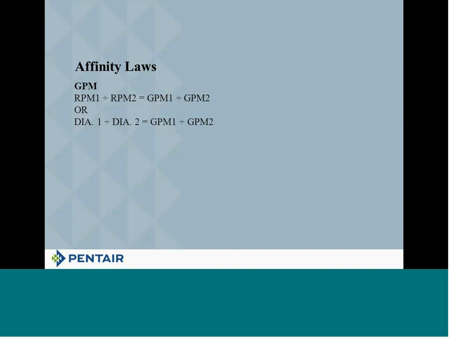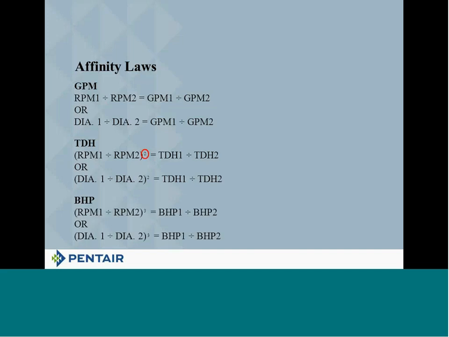Now, here's the point. Flow rate is a 1-to-1 ratio. That makes it real easy to do. When you get to total dynamic head, or TDH, it's changed by the square of the difference in the pressure. So, again, if I know all 3 things here, I know RPM1, I know RPM2, and I take RPM1 and divide it by RPM2, multiply that by TDH1, it'll give me TDH2.